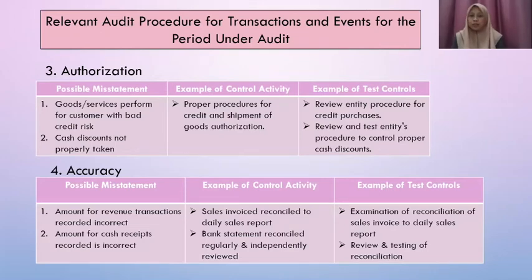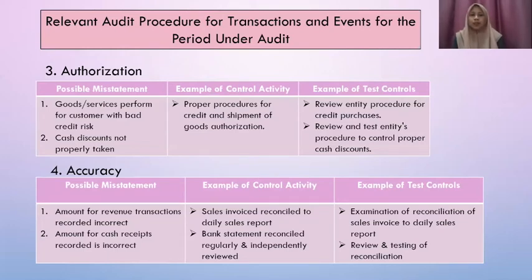Next, for authorization, there is the possibility that cash discounts are not properly taken. So the management needs to properly implement a procedure for cash discount authorizations. An example test of control that can be done by the auditor is to review and test the entity's procedure to control the cash discount, whether it is efficient and effective for the company.